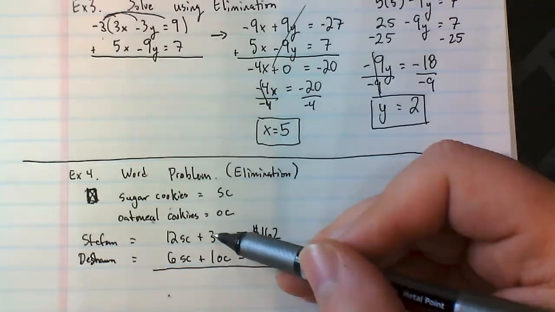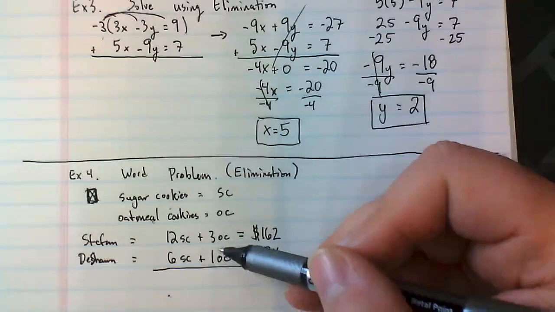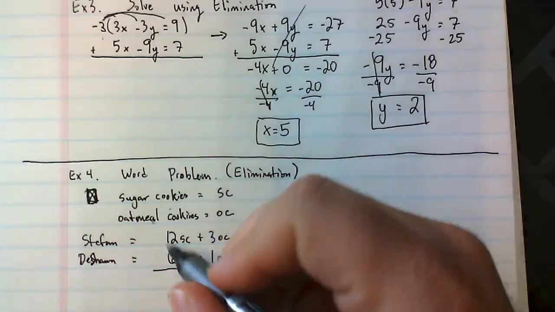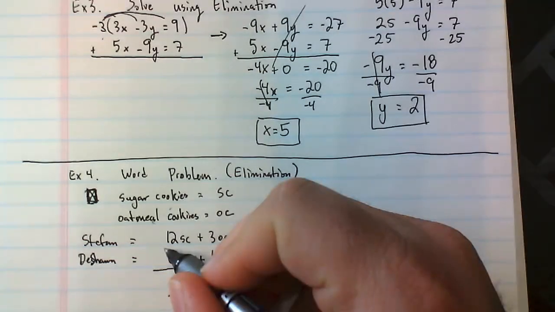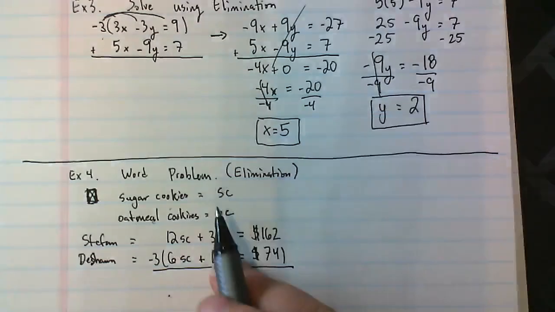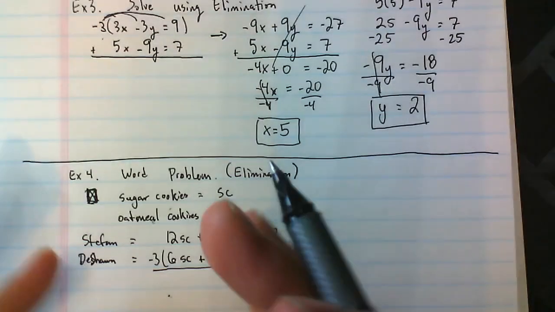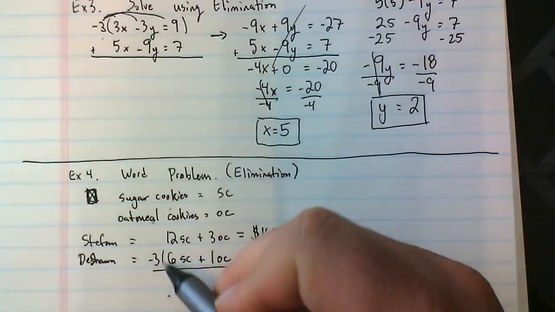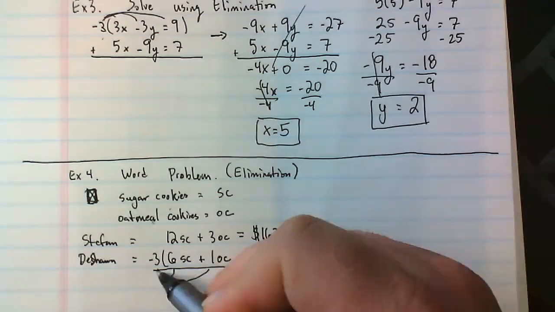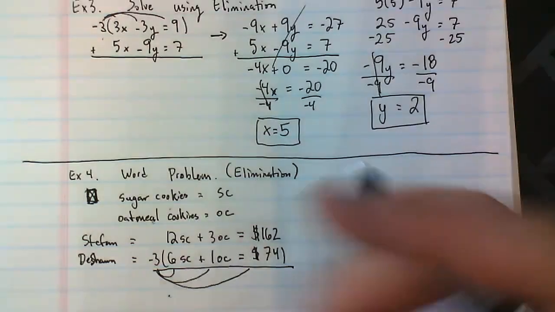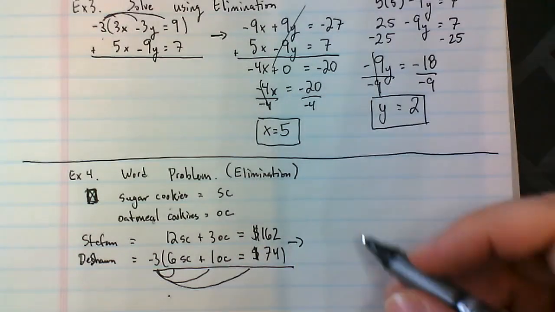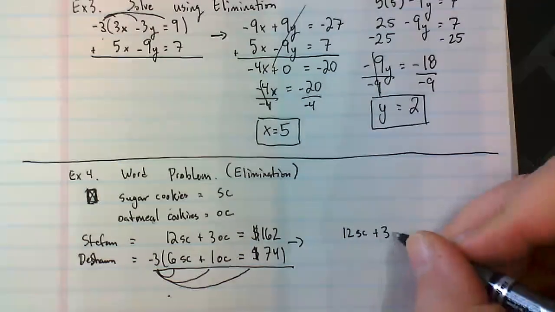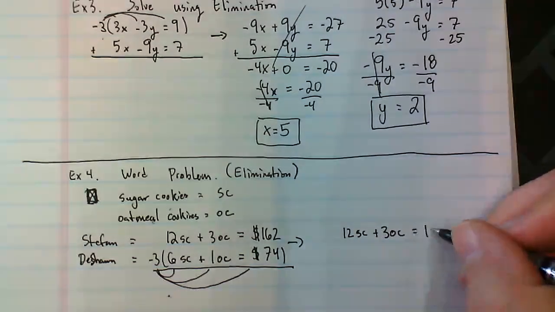Okay, so the word problem says, Stefan and Deshawn are selling cookie dough for a school fundraiser. Customers can buy packages of sugar cookies, so sugar cookies is one thing they can buy, and they can buy oatmeal cookies. I'm never a big fan of oatmeal cookies, but nonetheless, they can buy those.